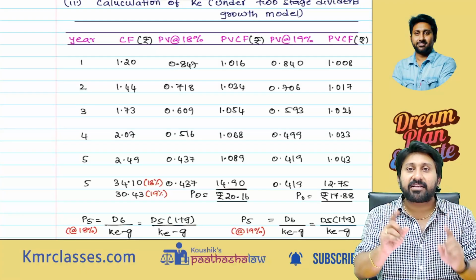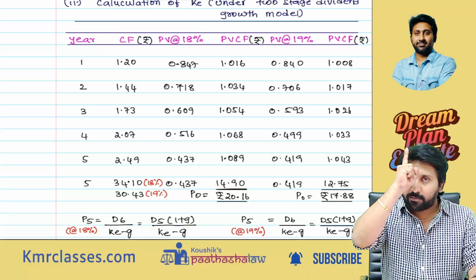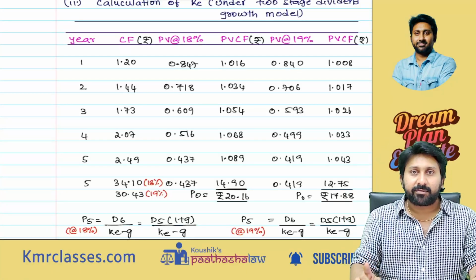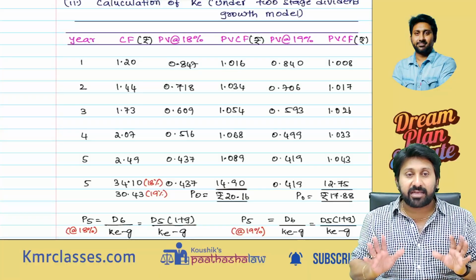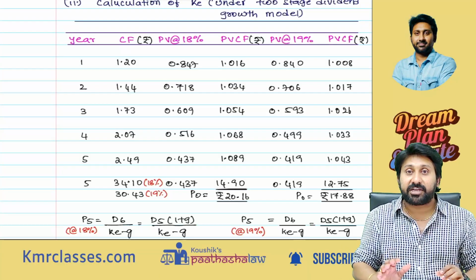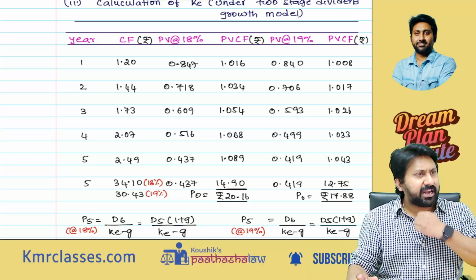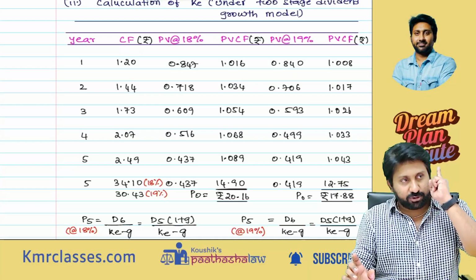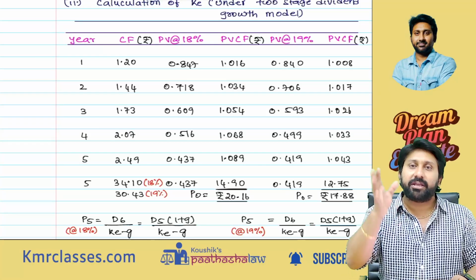If at all they are asking some random pricing, there is only one formula in the entire AFM, because random pricing means what? They are not asking to evaluate the price of a share. They are asking what will be the price at the end of the 4th year. Like that, if random pricing is given, then there is only one formula in the entire AFM, that's Gordon's formula, P naught equal to D1 by K minus G.